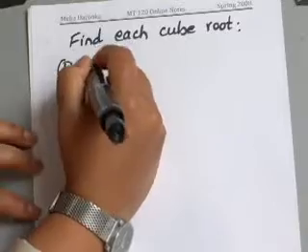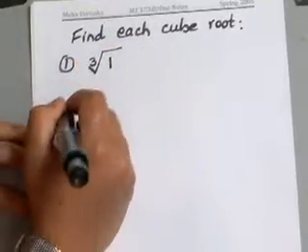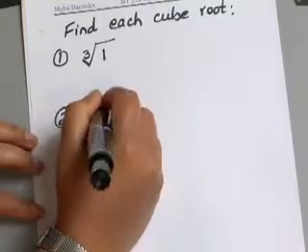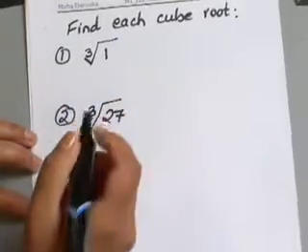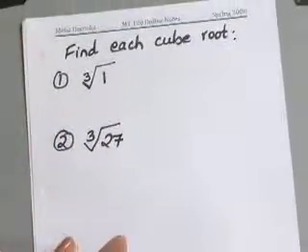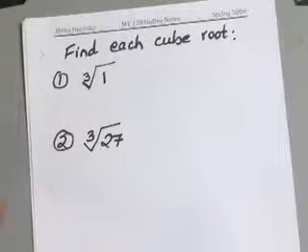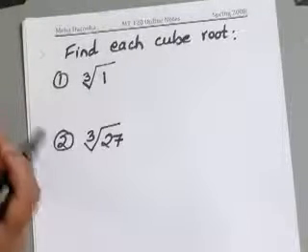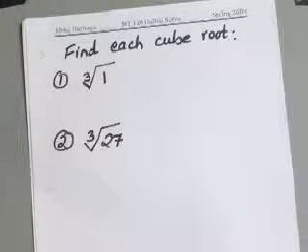We'll start with something simple, cube root of 1. Then we'll go ahead and find cube root of 27. Alright, cube root of 1. What do you think your cube root should be here when you're talking about the cube root of 1? It's really quite simple if you think about it.